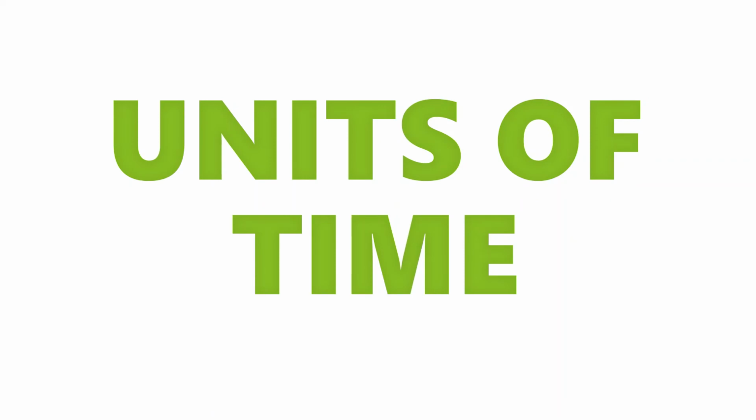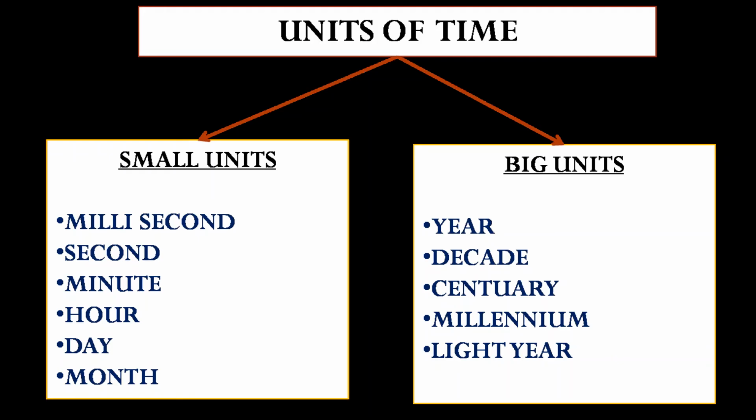Now let us see the units of time. कि time को हम unit क्या है उसको measure करने की, जैसे किलोमीटर, मीटर, distance का है. So time का unit हम देखते हैं कि time का क्या unit है, right? So for the time there are some small units and some big units. Small units like milliseconds, seconds, minutes, hours, day and month, and big units like year, decade, century, millennium, light year and all. So these units we are using in our day-to-day life.